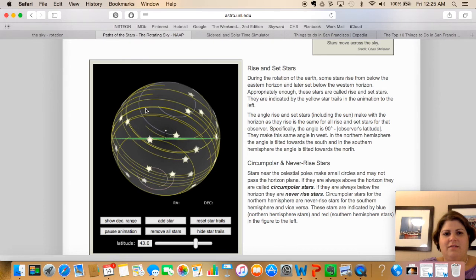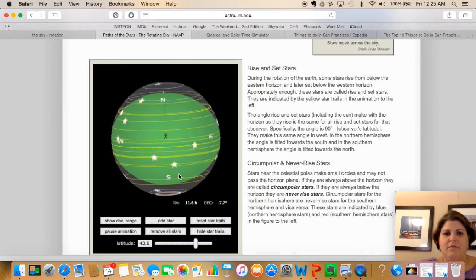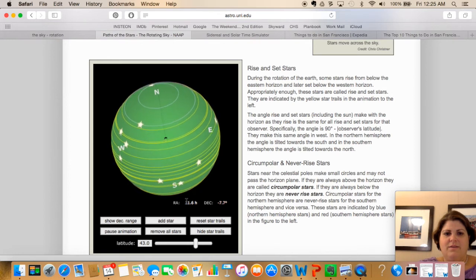Notice the stars in blue are not dipping below the horizon. Instead, they're the circumpolar stars that never set. The same thing would be for the southern hemisphere at negative 43 degrees in pink. If we look at the view from above, we see now that they are diagonal across the sky.